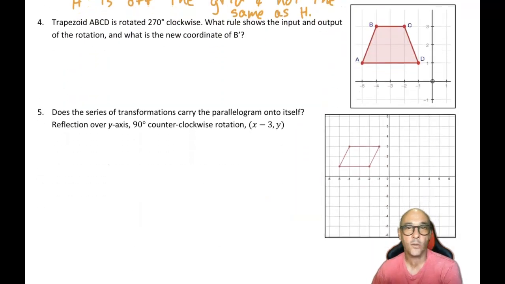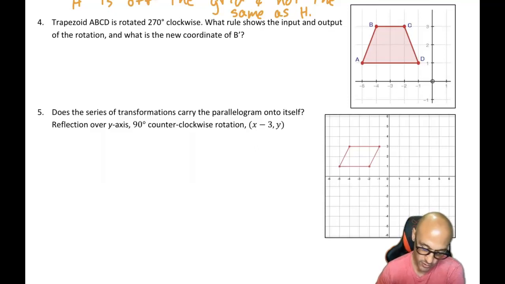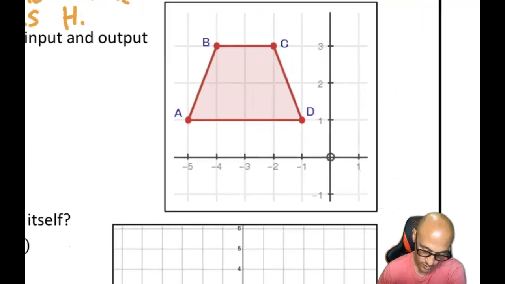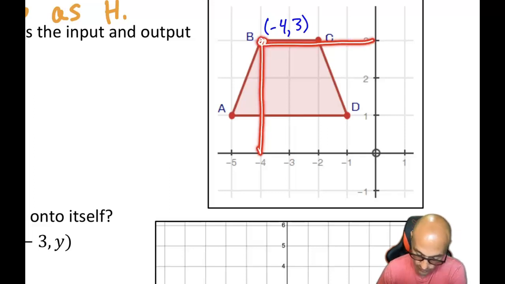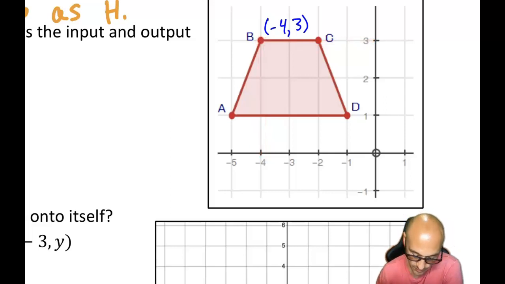Trapezoid ABCD is rotated 270 degrees clockwise. What rule shows the input and output of the rotation, and what is the new coordinate of B prime? All right, so the first thing I think that might be useful to do here is to identify B as the coordinate -4, +3. All right, so that's something that we need to do.